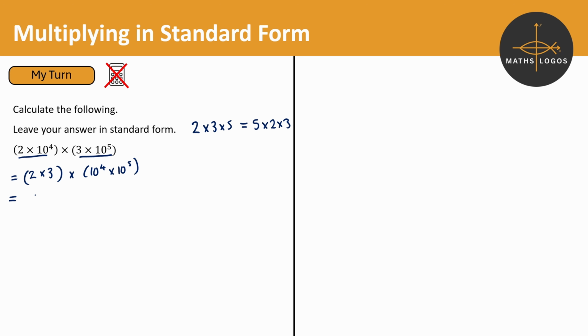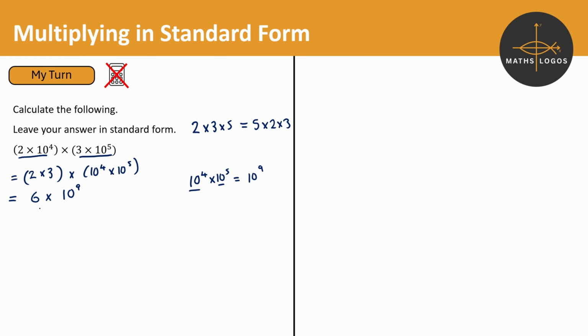So go ahead and do 2 multiplied by 3 to give us 6. And then we need to do 10 to the power of 4 multiplied by 10 to the power of 5. When we have powers that have the same base, and by that I mean the number 10, and we're multiplying them together, we simply add our indices together. So we do 4 add 5 to give us 9. So this answer is 6 multiplied by 10 to the power of 9.